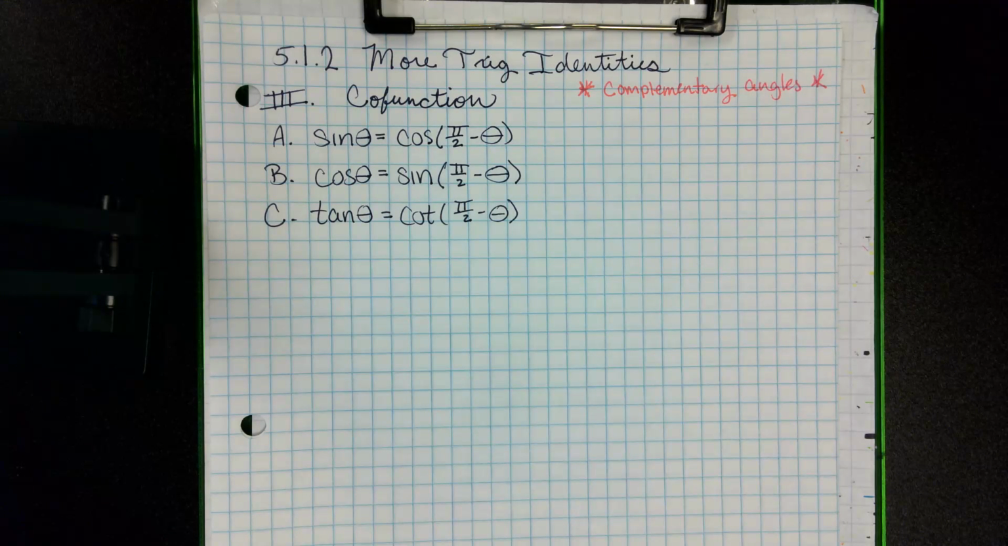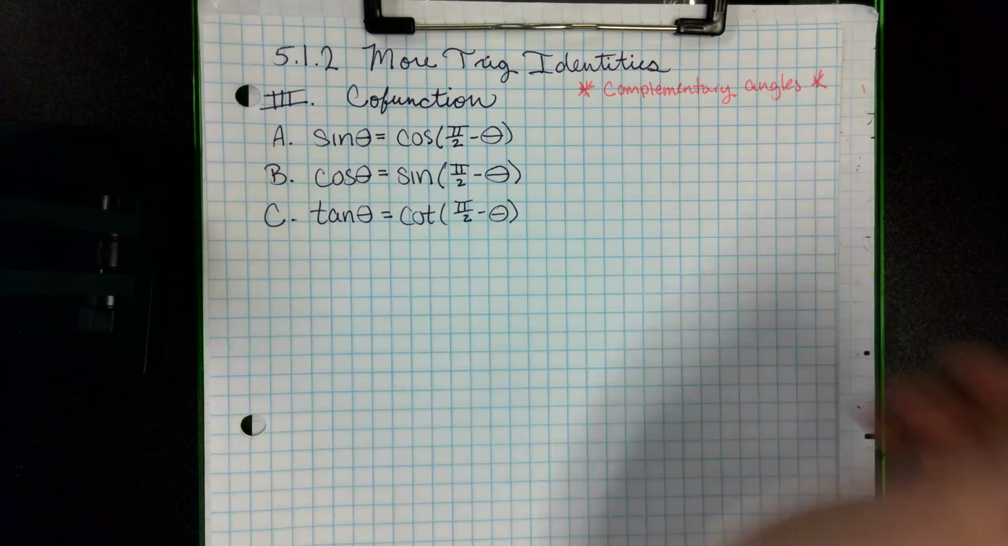All right, so 512 more trig identities. This is the first three of the cofunction identities. The others are on the formula sheet. So cofunction identities are basically based on complementary angles. You can switch between sine or cosine by using the complementary angle. Complementary angles add up to 90 degrees.